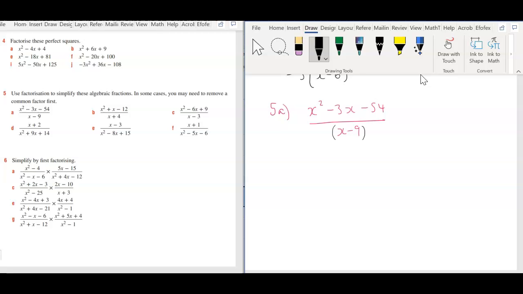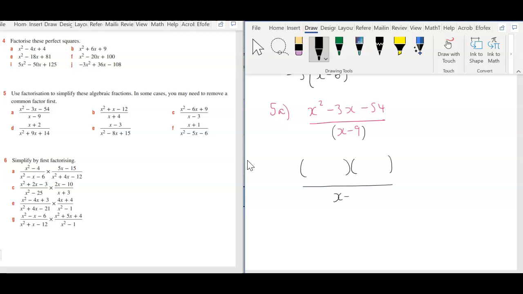So I can probably safely say that whatever is on the bottom or on the top in the case of D, E, and F is what you're going to be cancelling. All right, so let's just see if it's true. So let's factorize x squared minus 3x minus 54. So we need two numbers that multiply to give negative 54 and add to give negative 3.